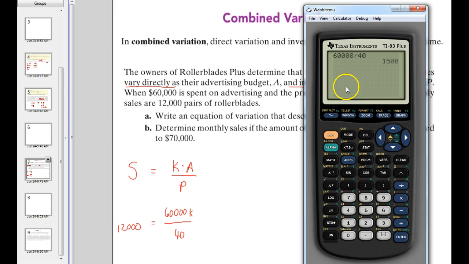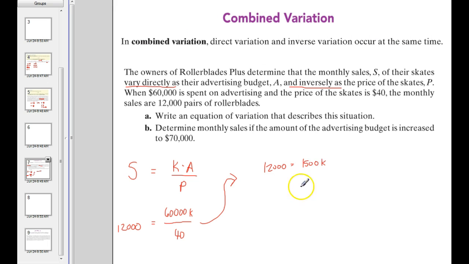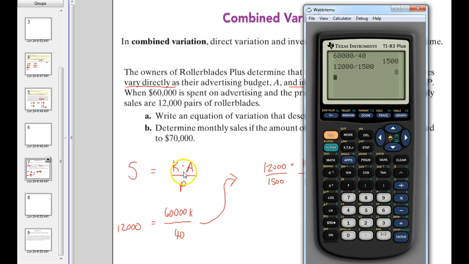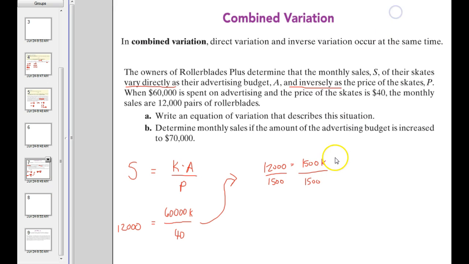Alright, so 60,000 divided by 40 is 1,500. Then I divide both sides by 1,500, and I'll have K by itself. So that means K is equal to 8. And now I go back to this, and I write the K replaced with what we got for it. So 8A over P.